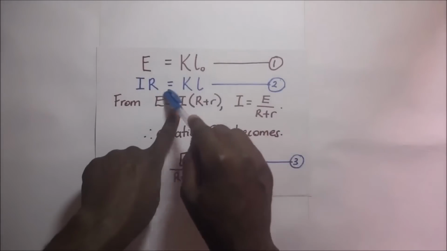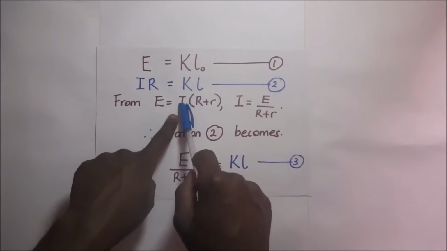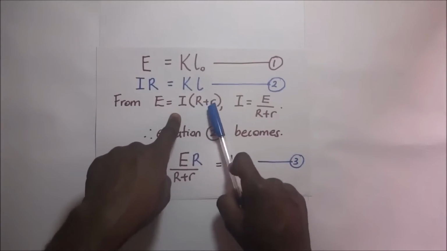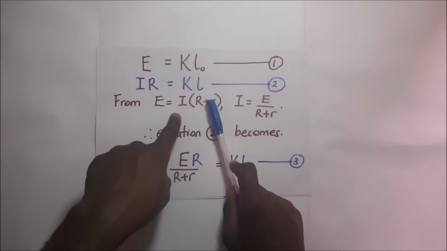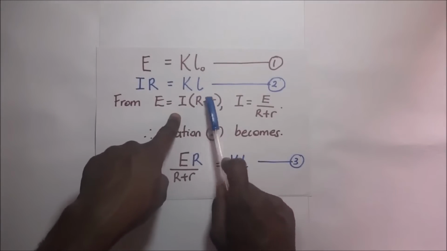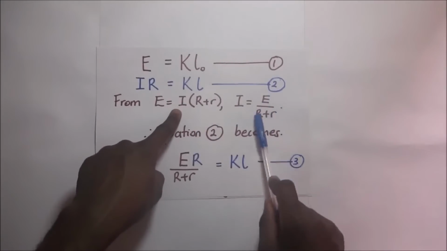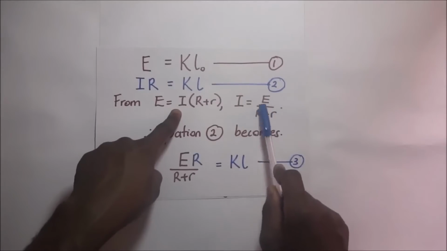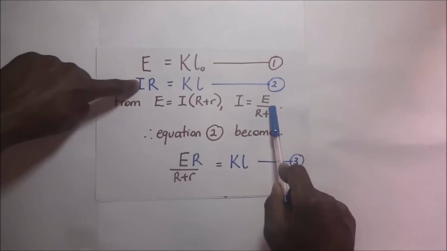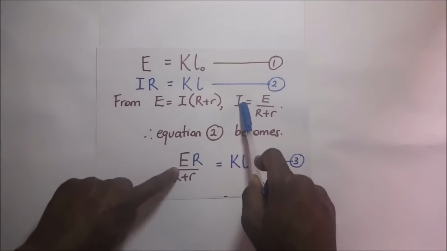We've explored this formula in our previous examples. EMF of a cell is going to be equal to I times the effective resistance of the external circuit plus the internal resistance of the cell. Remember, the internal resistance of the cell is always in series with the external circuit. So when we make I the subject of the formula, this is the expression we get. When we get this expression for the value of I, we go ahead and substitute this expression for I here.